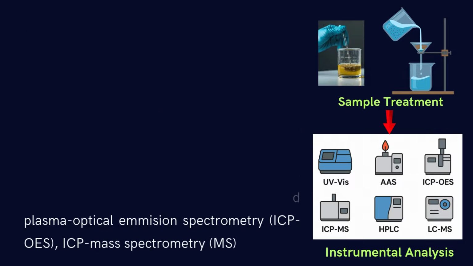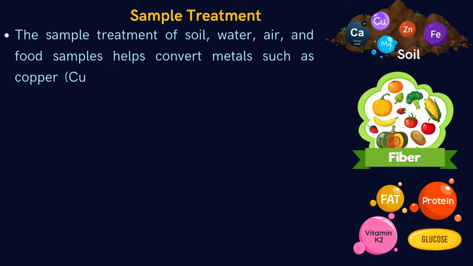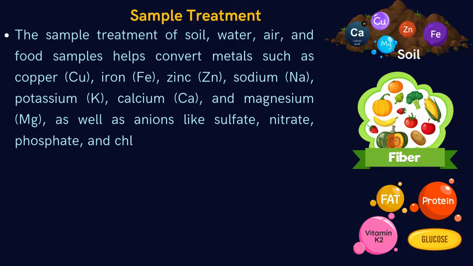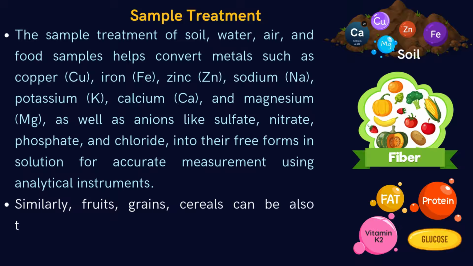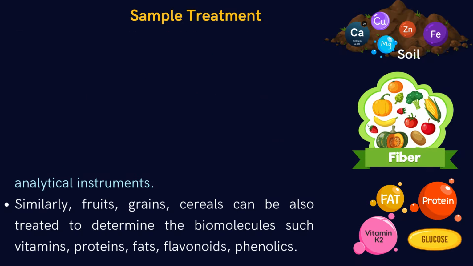measurements. The sample treatment of soil, water, air, and food samples helps convert metals such as copper, iron, zinc, sodium, potassium, calcium, and magnesium, as well as anions like sulfate, nitrate, phosphate, and chloride, into their free forms in solution for accurate measurement using analytical instruments. Similarly, fruits, grains, and cereals can also be treated to determine biomolecules such as vitamins, proteins, fats, flavonoids, and phenolics.